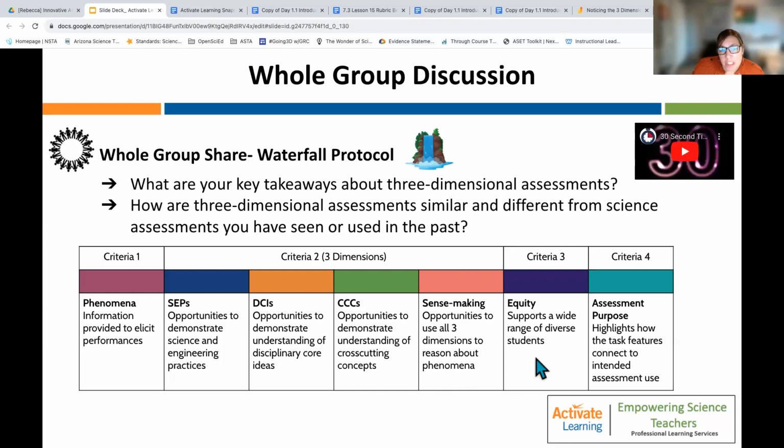And what I thought was, let's do a waterfall share. And if you're not familiar, I'll explain it. But really, what did you take away about three-dimensional assessments? And think about, how are this style of assessments the same or different from science assessments you see or have used in the past? So a waterfall protocol means I'm going to have you type for 30 seconds. And at the end of 30 seconds, when the timer goes off, everybody hits enter at the same time and all the answers waterfall into the space. So take a moment to think, and then I'll start the timer. So try not to hit enter.